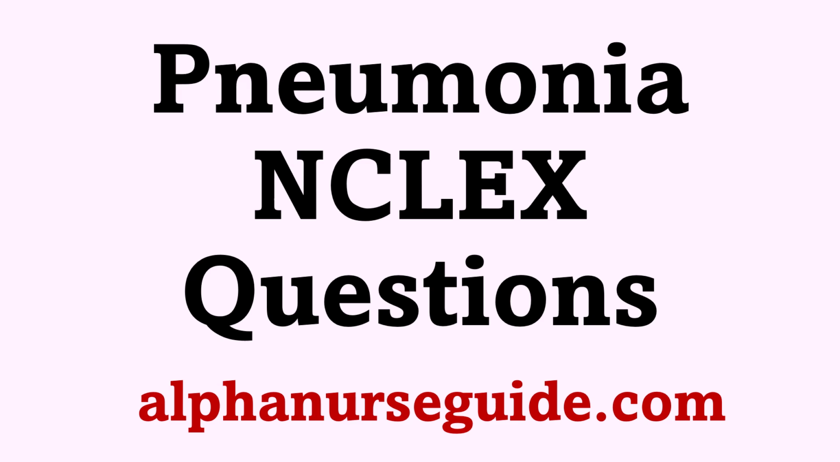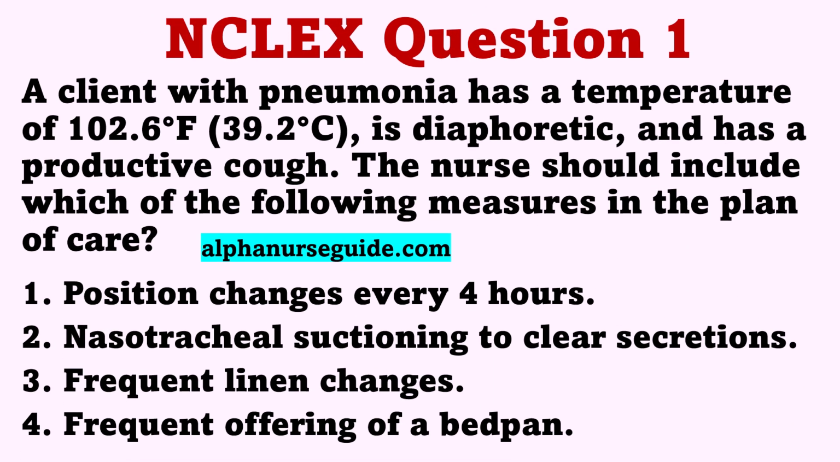This is pneumonia questions. Let's get started. A client with pneumonia has a temperature of 102.6 degrees Fahrenheit, is diaphoretic, and has a productive cough. The nurse should include which of the following measures in the plan of care?